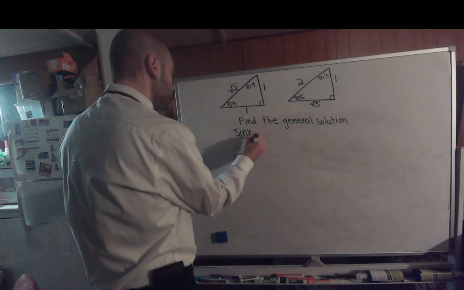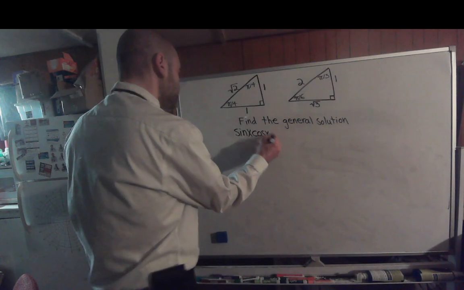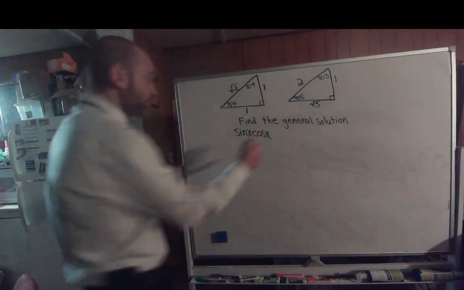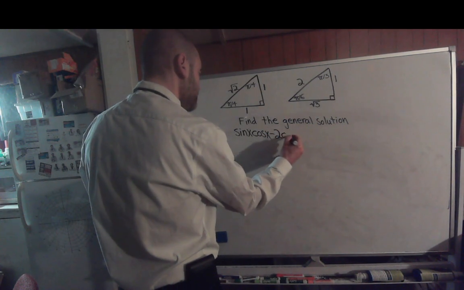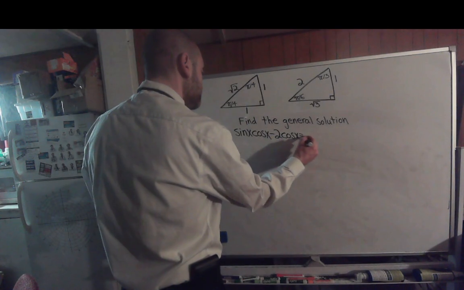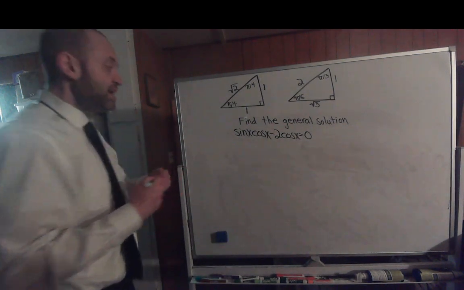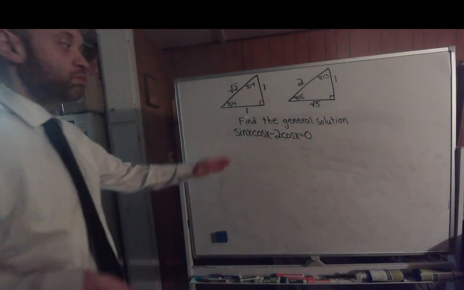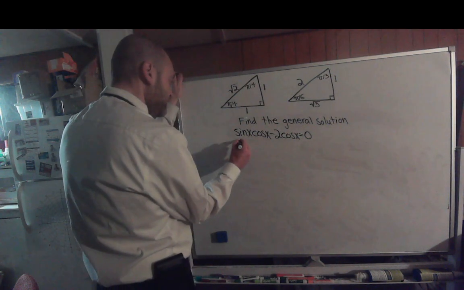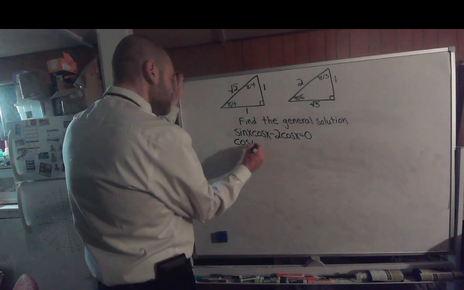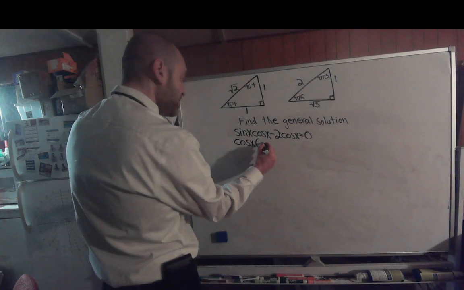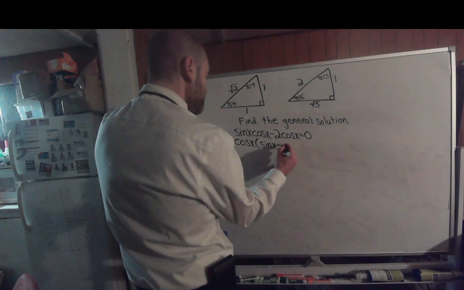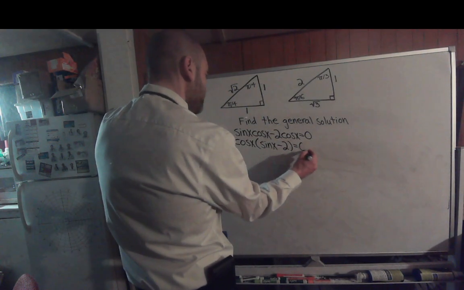Sine of x, cosine of x minus 2 cosine of x equals 0. So sine of x, cosine of x minus 2 cosine of x equals 0. Well, we could definitely factor out a cosine of x, right? So cosine of x times the quantity of the sine of x minus 2 equals 0.